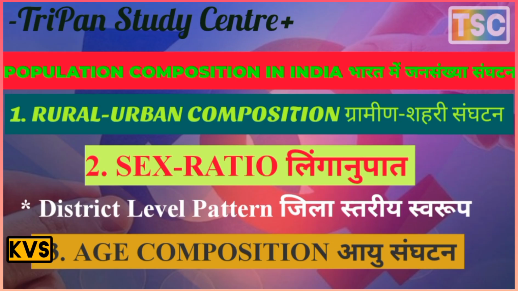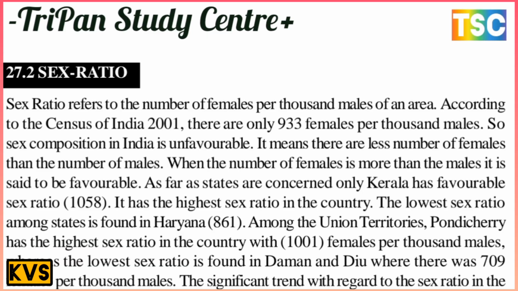Next, sex ratio. Sex ratio is the most important topic here. Sex ratio refers to the number of females per thousand males in an area. According to the census of India 2001, there are only 933 females per thousand males. That is the most important point here.